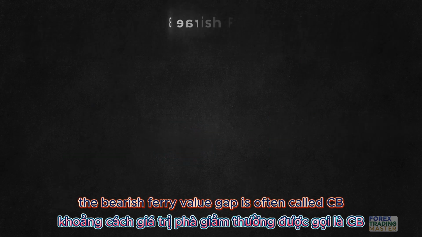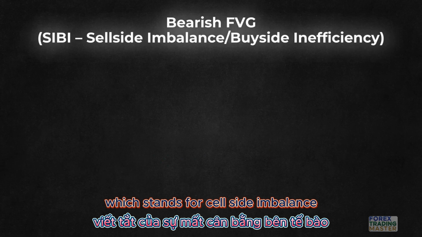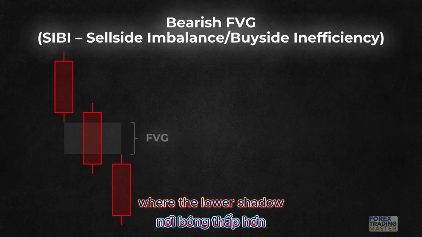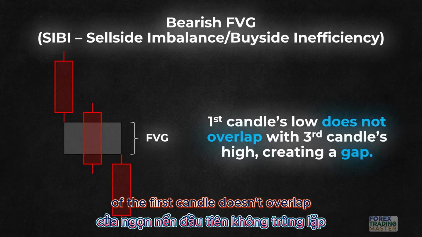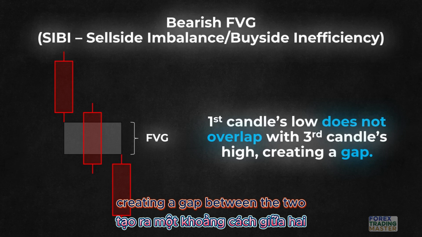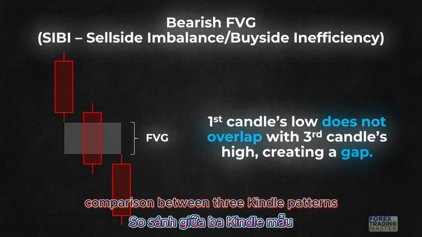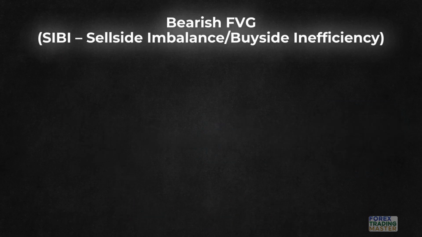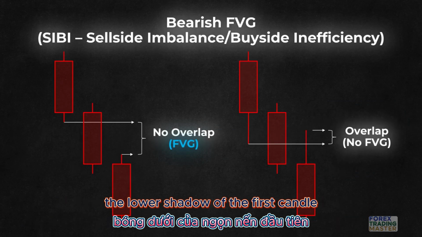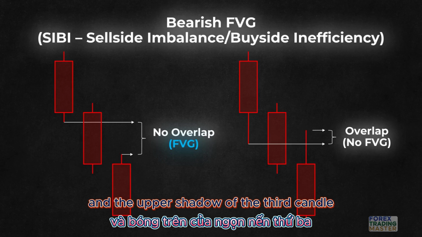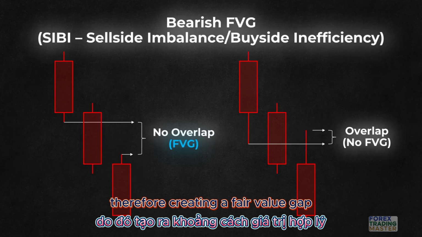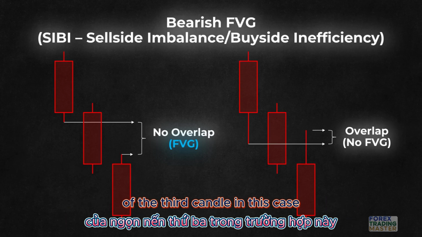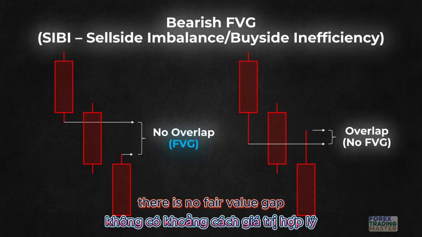The bearish fair value gap is often called SIBI, which stands for sell-side imbalance and buy-side inefficiency. The bearish fair value gap is a pattern where the lower shadow of the first candle doesn't overlap with the upper shadow of the third candle, creating a gap between the two. Let's make a quick comparison between 3-candle patterns where we can find a fair value gap and one where we cannot. On the left, we can see that there is no overlap between the lower shadow of the first candle and the upper shadow of the third candle, therefore creating a fair value gap. On the right, we can see that the lower shadow of the first candle overlaps with the upper shadow of the third candle. In this case, there is no fair value gap.